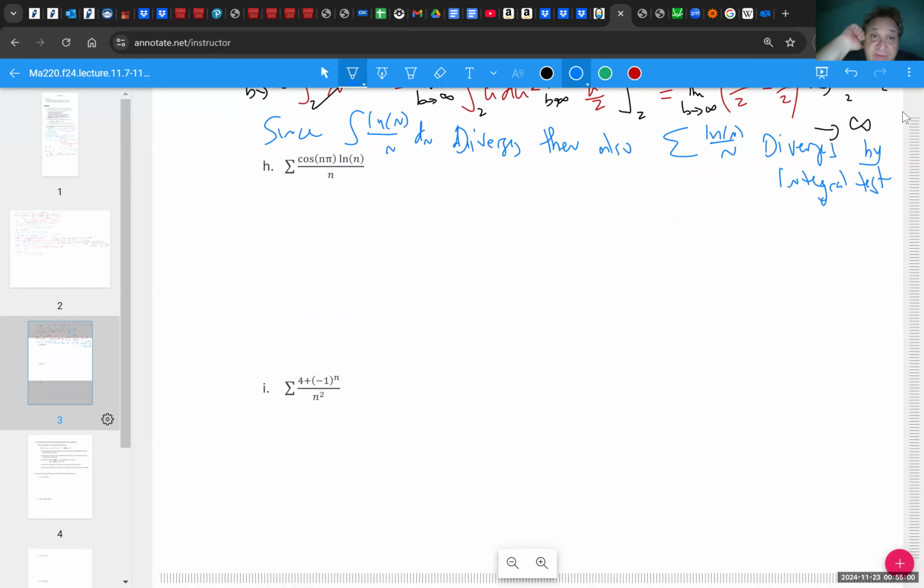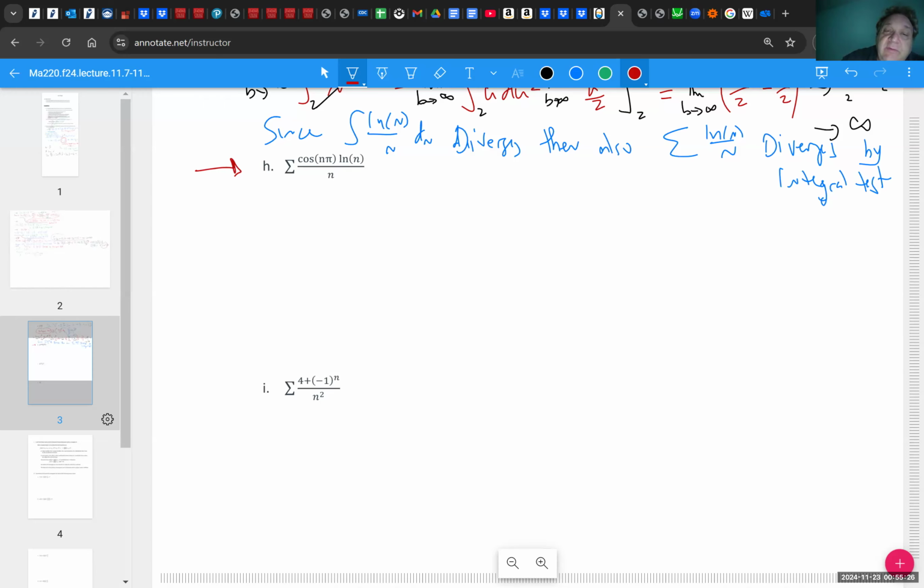All right, so h: cosine n pi times ln n over n. So we're going to be looking at this wonderful alternating series. We know cosine pi is -1 from our previous problem, but this is cosine n pi. n is the thing that's moving, right? n equals 1, n equals 2, n equals 3. n is the parameter that moves in these things.